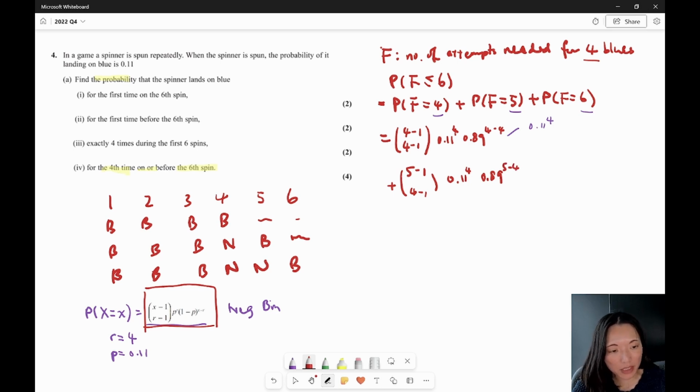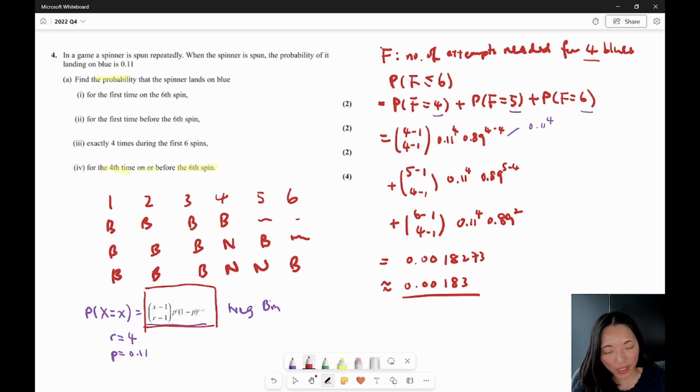And then what is the probability of F equals 6? So we want, in the first 6 attempts, 4 blues, but I want the 6th attempt to be a blue as well. So that is 6 minus 1 choose 4 minus 1, 0.11 to the 4, 0.89 to the 2. That gives us 0.0018273. Rounding to 3 significant figures, that's 0.00183. Well, that's one way of dealing with it, using the negative binomial distribution.